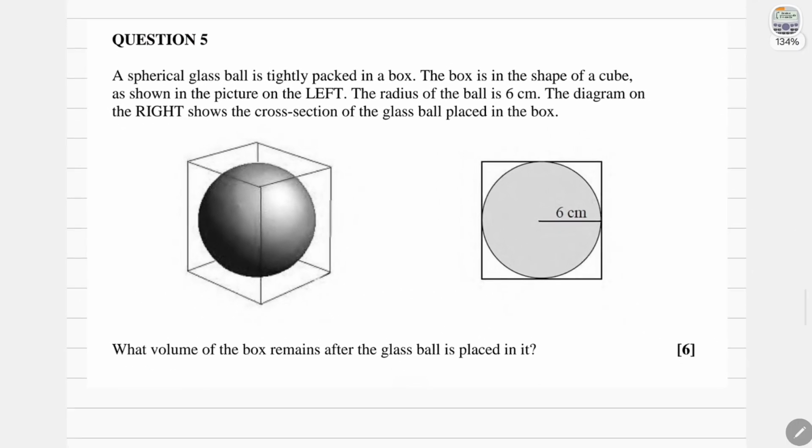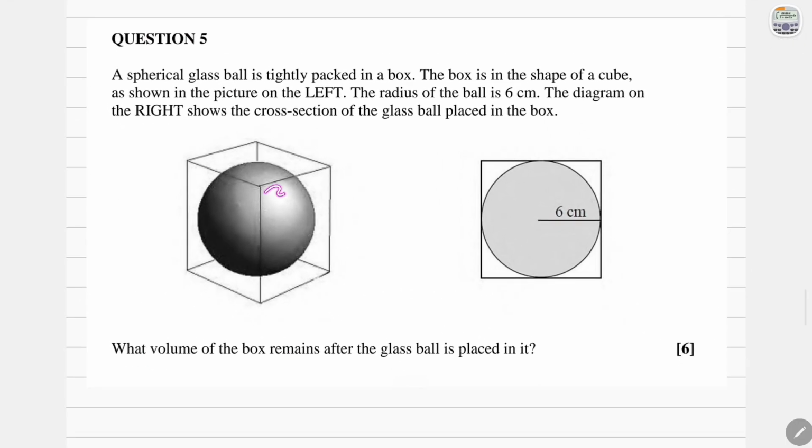Question 5 says a spherical glass ball is tightly packed in a box. The box is in the shape of a cube, as shown in the picture on the left. The radius of the ball is 6 centimeters, so from the center to the circumference is 6 centimeters. The diagram on the right shows the cross section of the ball placed in the box. So the main diagram is this. You can see it as a top view or even a side view, as if you were looking at it as a flat shape. But this is a 3D figure that we have.